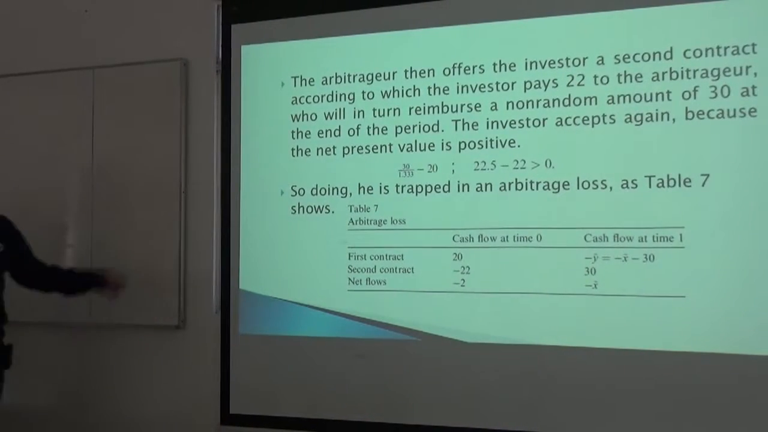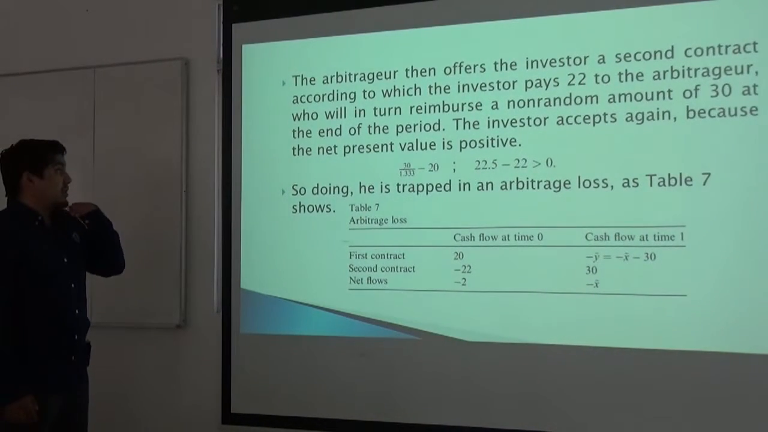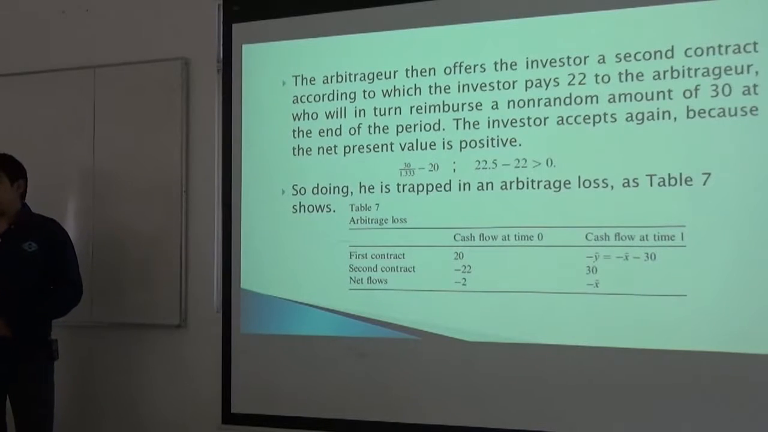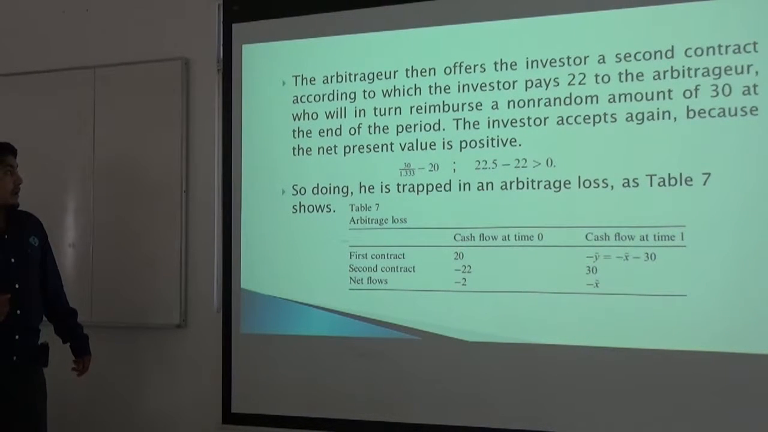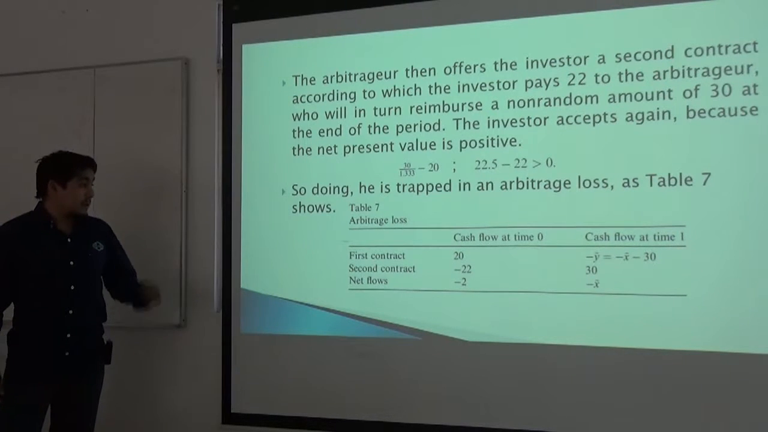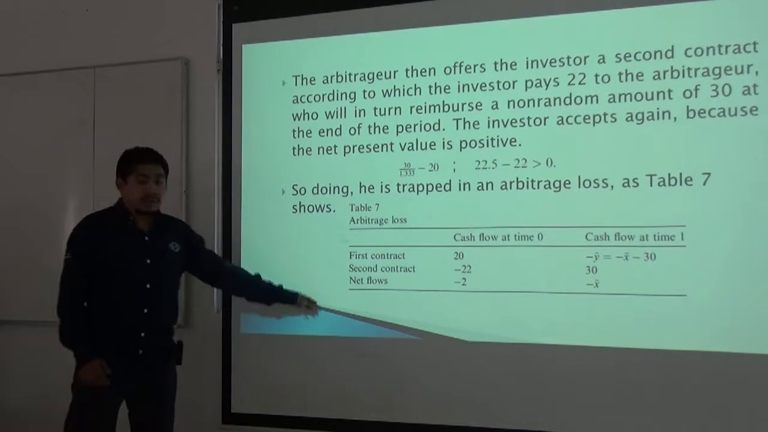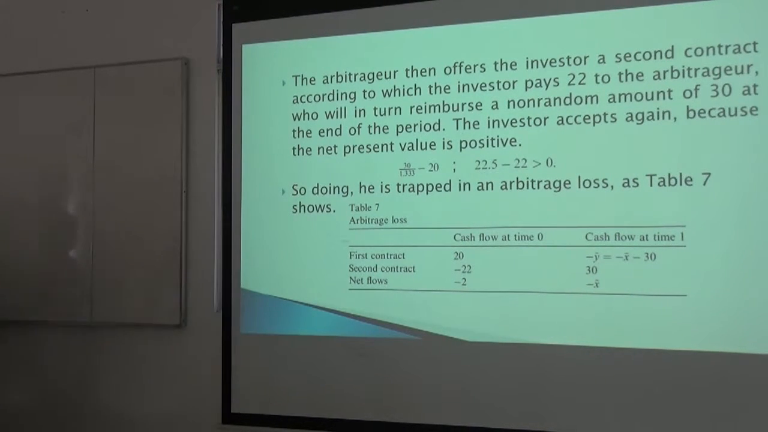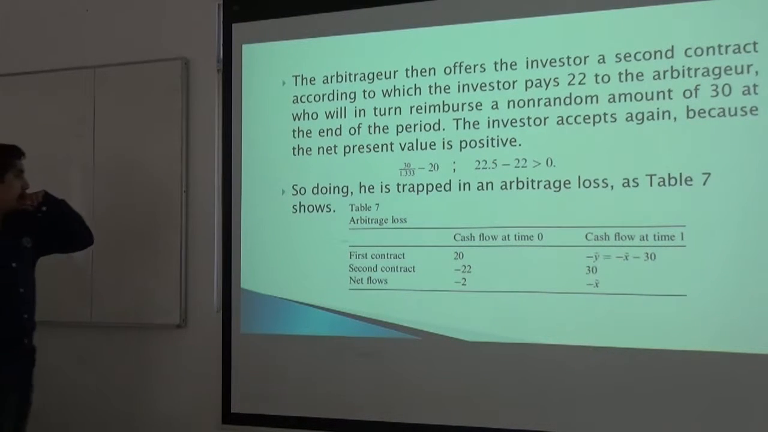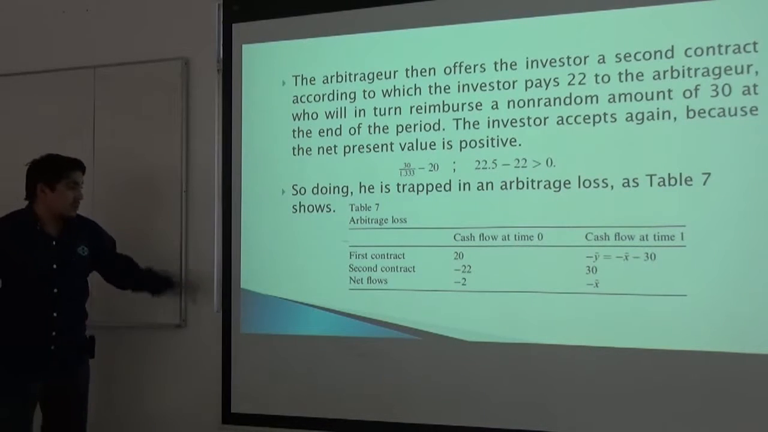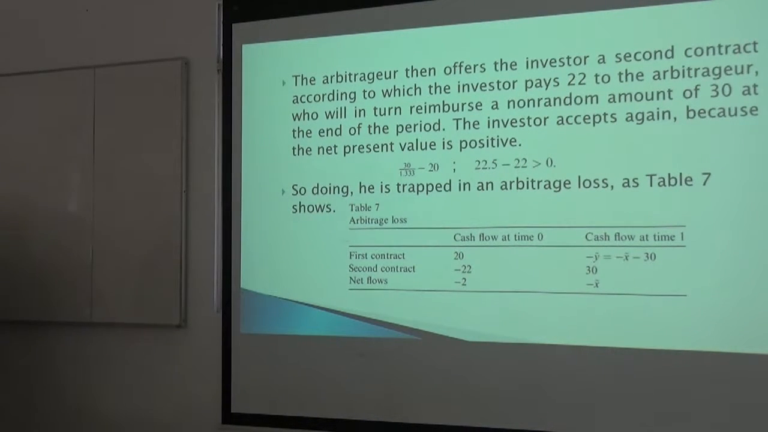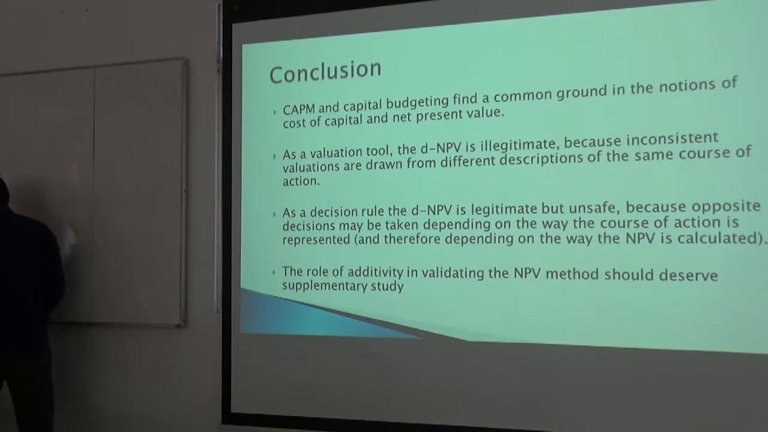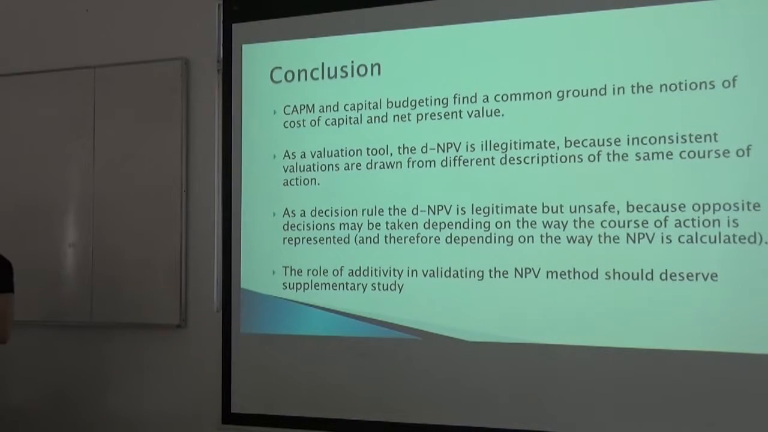The other example, when the investor buys 22 today and receives 30 at the end of the period, the net flow is negative. So the net flow is negative, so it's a bad trade. But finally, two important points.